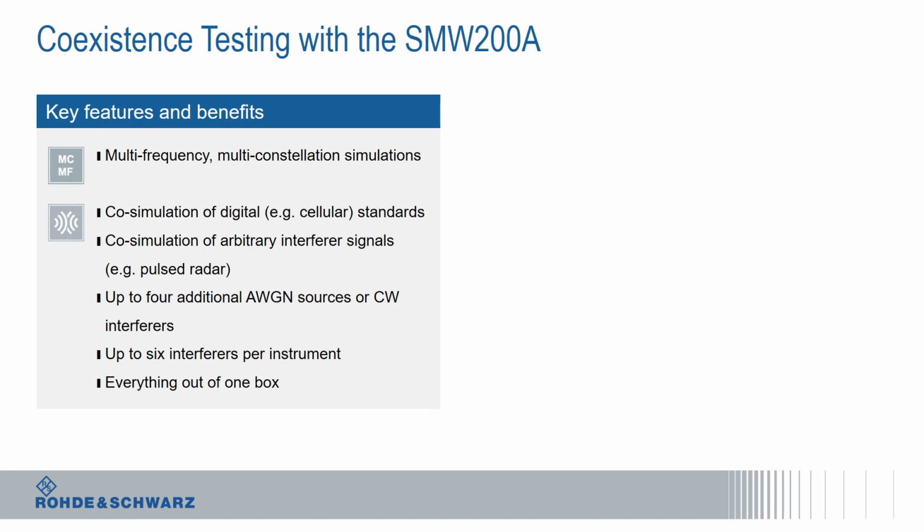You have seen how to set up a multi-frequency GNSS simulation in the advanced mode of the SMW200A, how to co-simulate other digital standards, and how to use the ARB to add arbitrary signals to the simulation. This way, a GNSS simulation with 2 coexisting interferers has been set up. When we are additionally using the AWGN blocks, up to 6 interferers can be generated out of one single box.